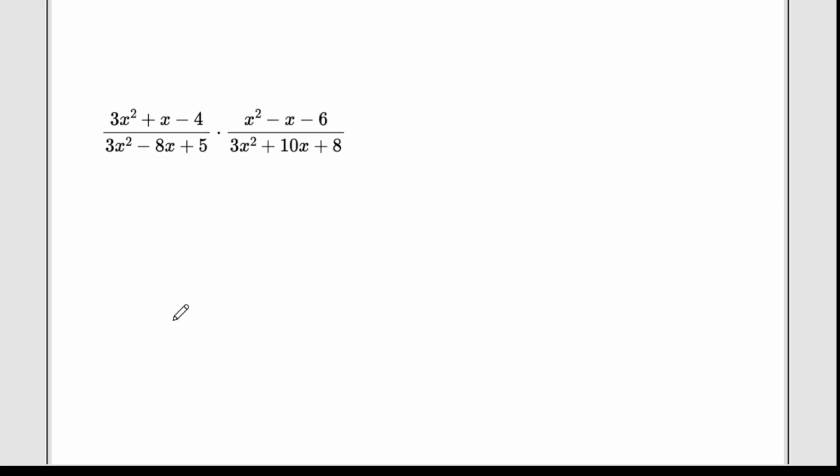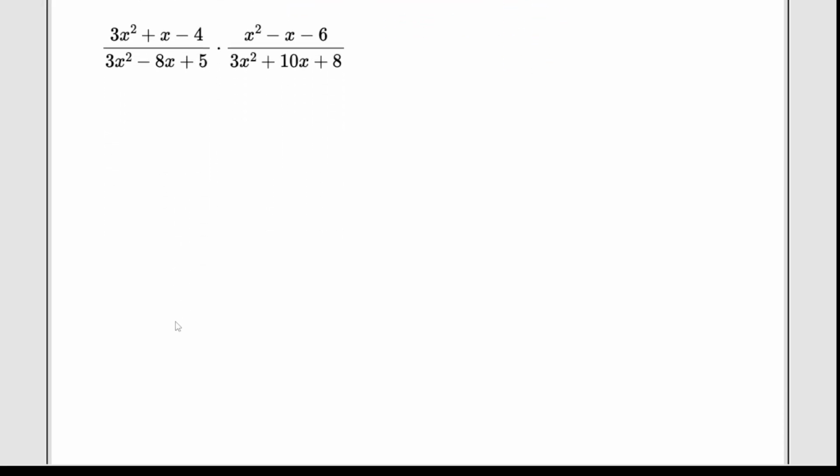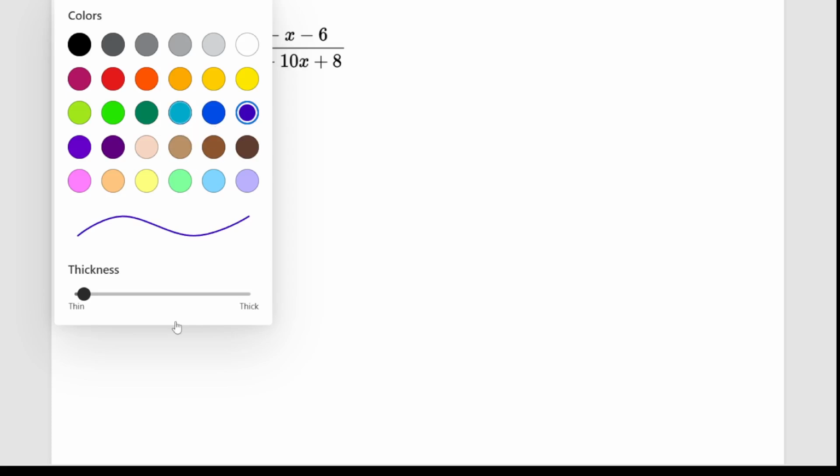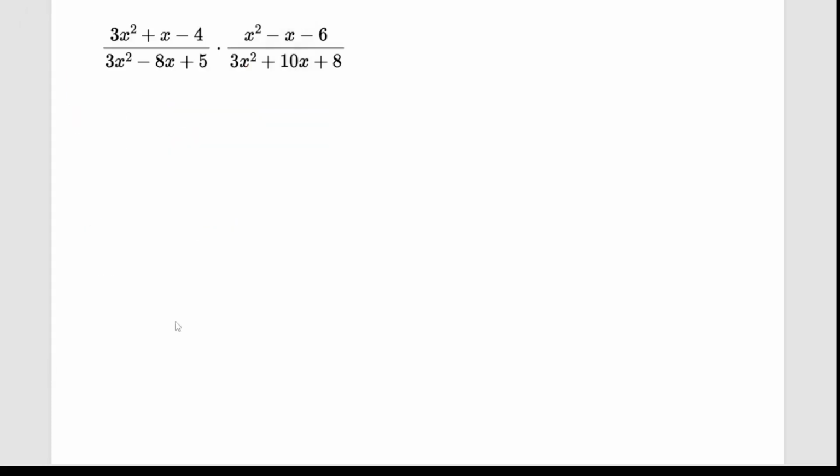For this last example, we're going to have to do a little bit more creative factoring, but first we are going to see if we even need to change the equation. But don't be on autopilot. This is a multiplication problem. Nothing needs to be changed. You're just going to multiply across the top, multiply across the bottom. So don't forget that. Only do the keep, change, flip if it's division. It's just multiplication. We're good.